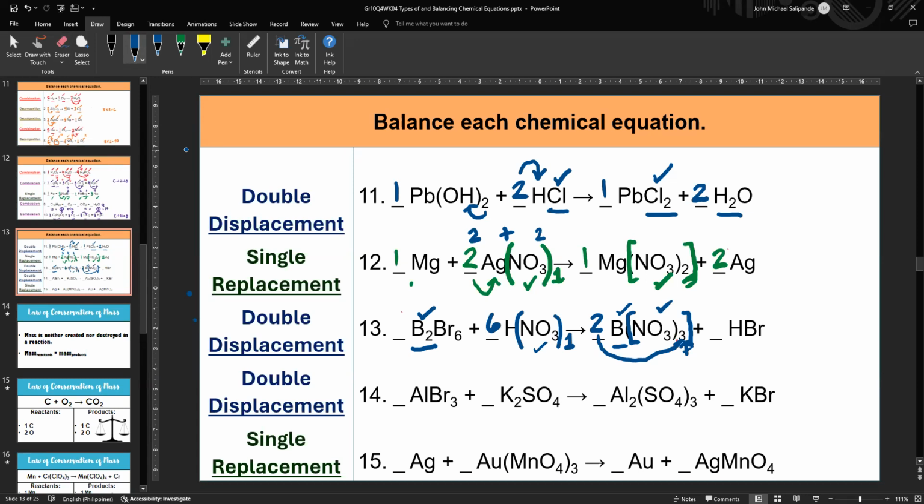As a consequence of writing 6 in HNO3, we now have 6 hydrogen atoms on the left side, and we only have 1 hydrogen atom on the product side. So to make HBr contain 6 hydrogen atoms, we place 6. So hydrogen is now balanced. And as you can see, both the reactant side and the product side contain 6 bromine atoms. So with that, this equation is now balanced. Let me just write 1 with B2Br6.